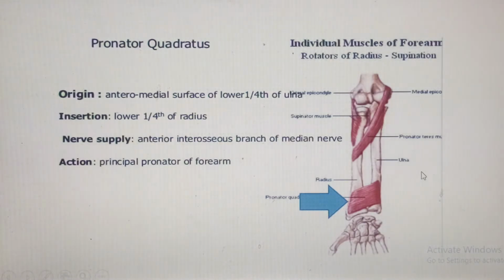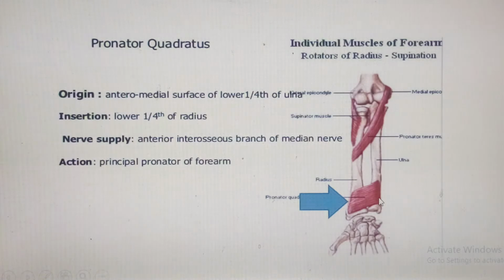Then the next deep muscle that we see is pronator quadratus. That is the deepest muscle, this quadrangular shaped muscle. Now, the deeper you are, the more distal you take origin. So it takes origin from the anterior aspect of the distal ulna, or I can say the lower 1/4 anterior surface of the ulna, and inserts on the lower 1/4, the distalmost aspect of the radius. Quadratus because of the quadrangular shaped fibers over here.